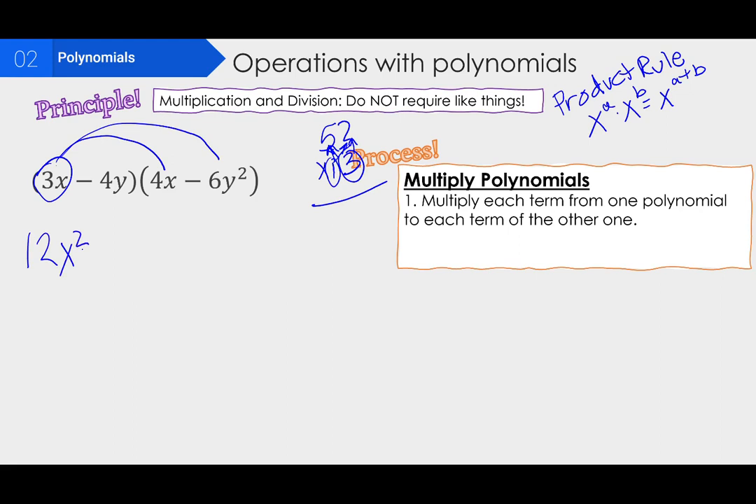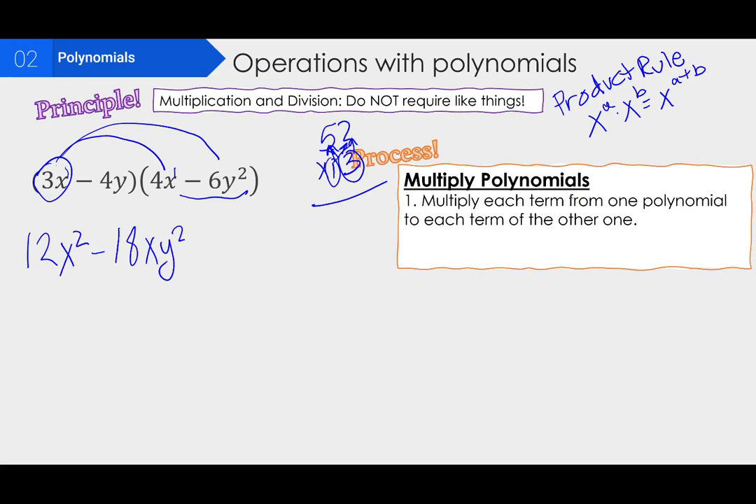And then 3x times a negative, right? Treat that minus like it's a negative. 6y squared is negative 18xy squared. So already we've used the product rule in our first terms. 1 plus 1 is 2. But I couldn't do that in the second term because different bases.